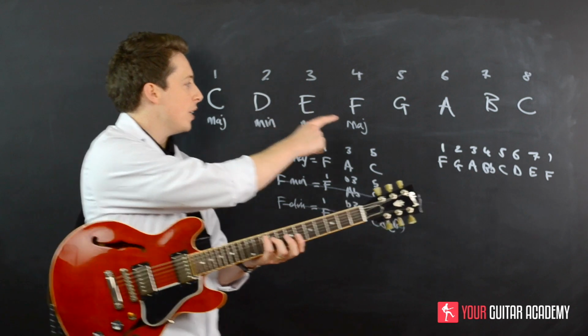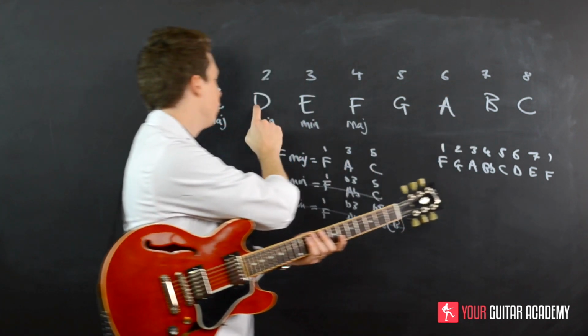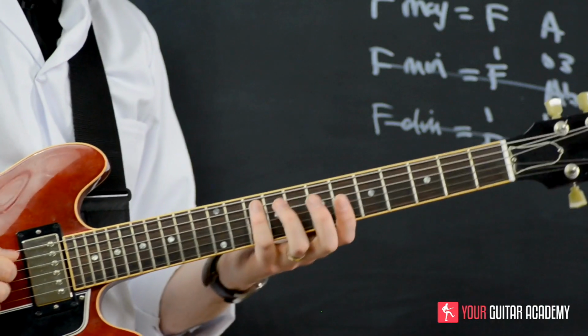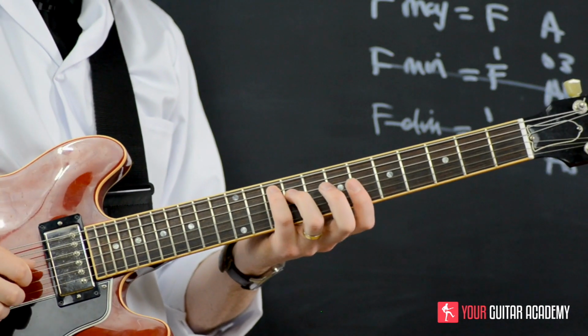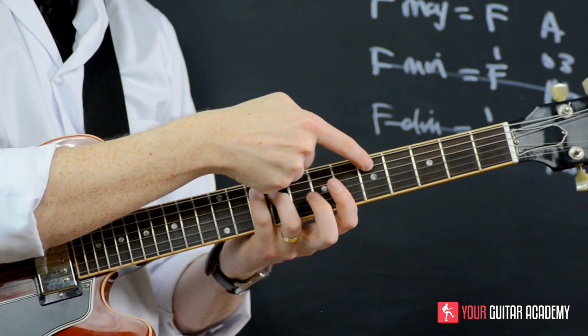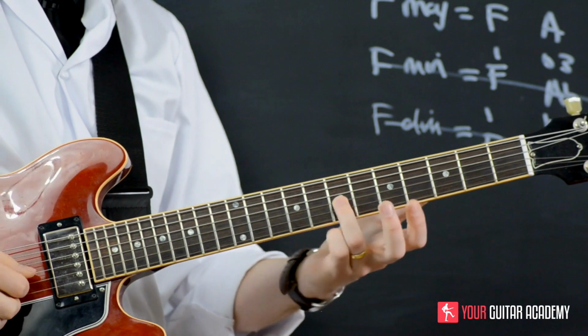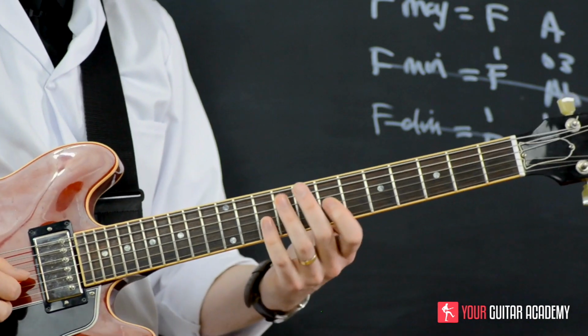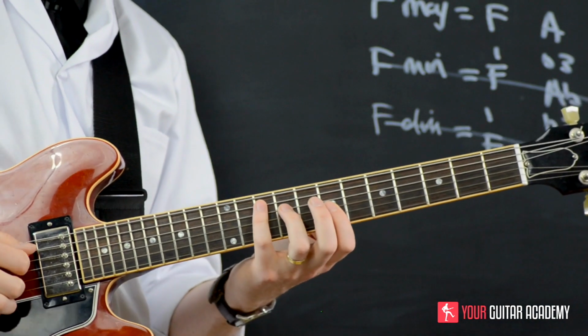So the 5th, remember, is G, B, and D. Okay, so coming back to the guitar, we've got G, B, and I know there's a D here, so I'm going to go an octave above it and find the 7th fret of the G string. Put those three notes together.